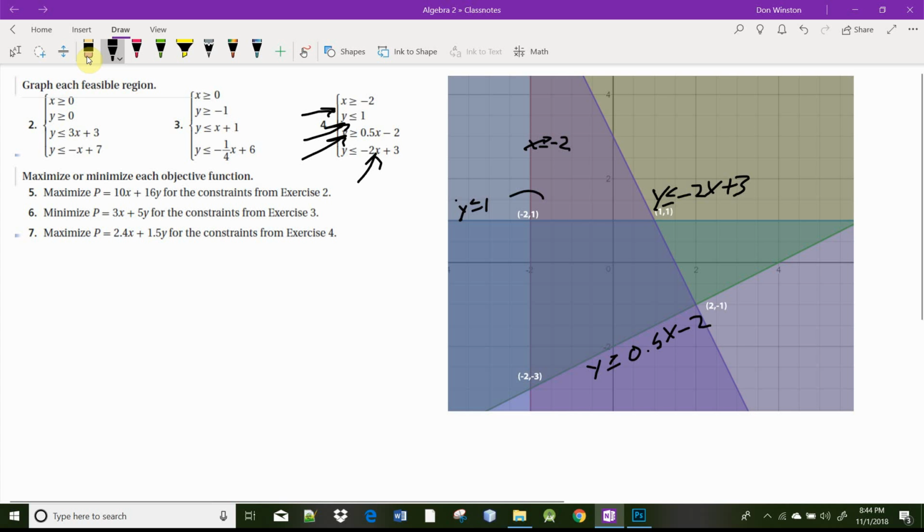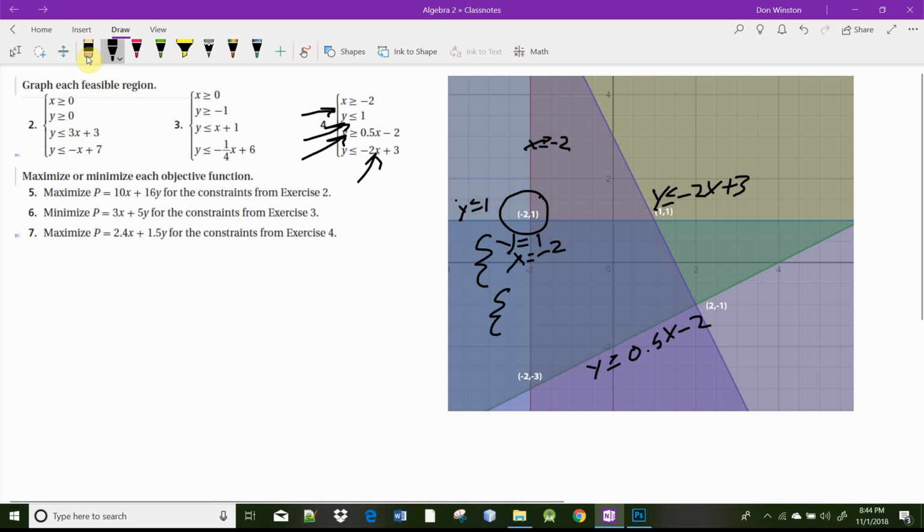Okay, so here we go. So this vertex here, well, notice here y is equal to 1 and x is equal to negative 2. So there's my system I have to solve. Y is equal to 1 and x is equal to negative 2. That was easy.